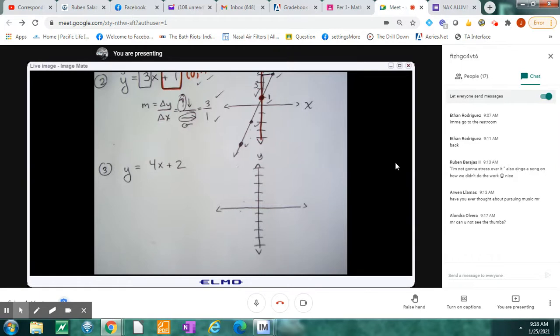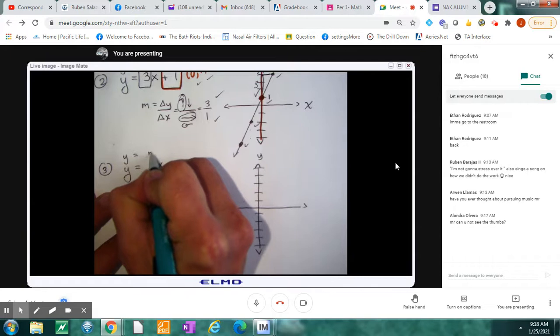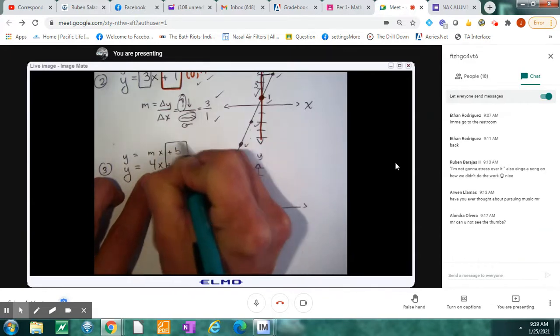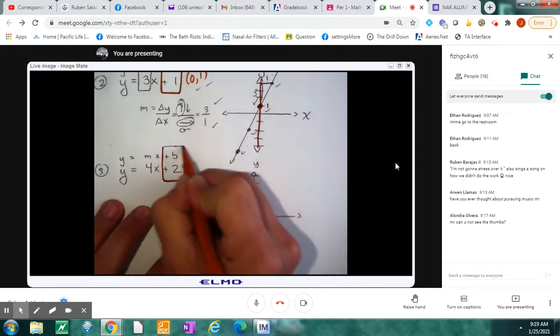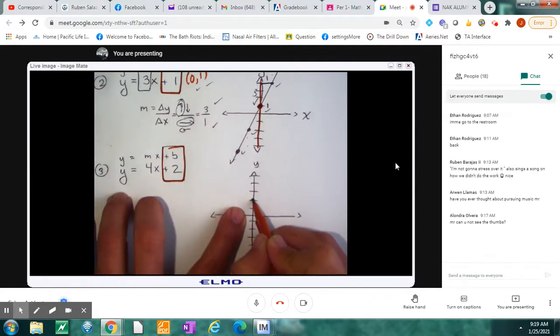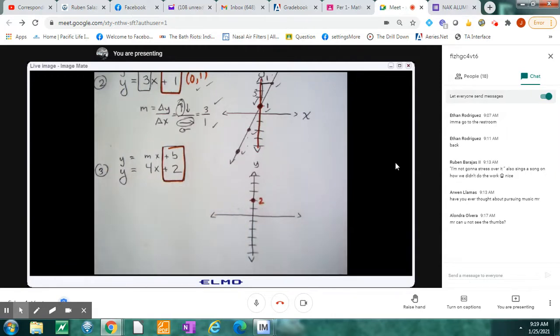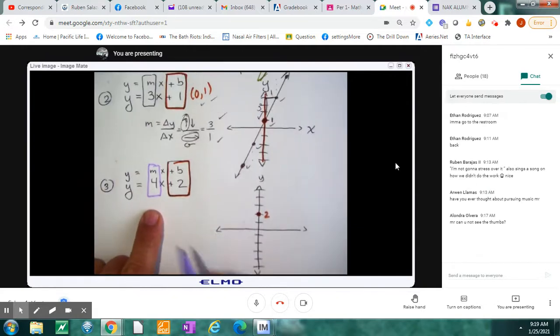So it's got to be in y equals mx plus b form. Ready? Here we go. And there's your b starting point. Remember, that's going to be on your y. Right there. 2. Got it? And make sure you do this. A lot of people are not doing this.